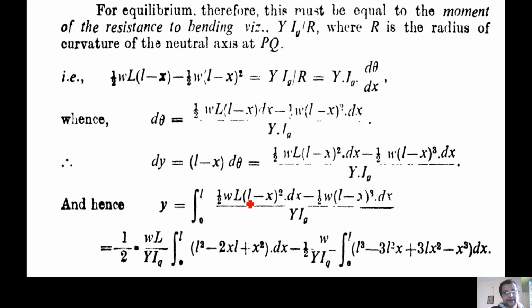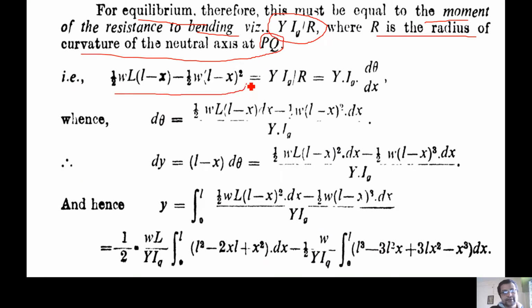Now the thing is similar to what we have already discussed in the earlier expressions. For the equilibrium case, there must be the moment of resistance to the bending, and that moment will be equal to YIg by R. R is the radius of curvature of the neutral axis PQ. The resultant bending moment expression which you calculated for this particular case can be equated to the moment of resistance to the bending, expressed in terms of Young's modulus, the geometrical moment of inertia and the radius of curvature.